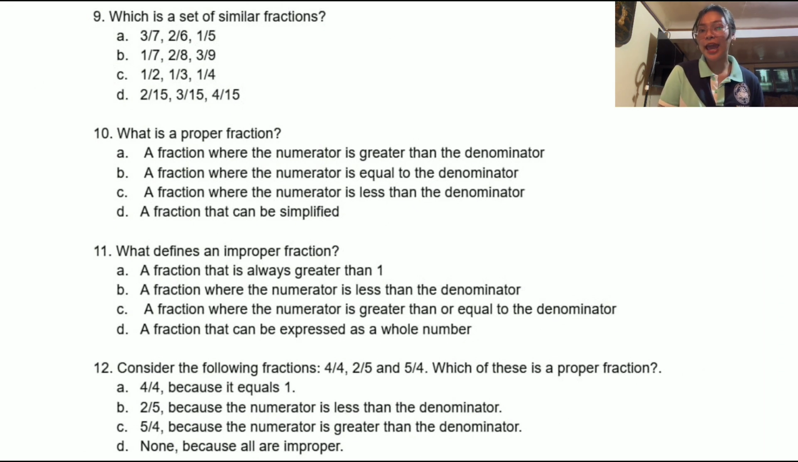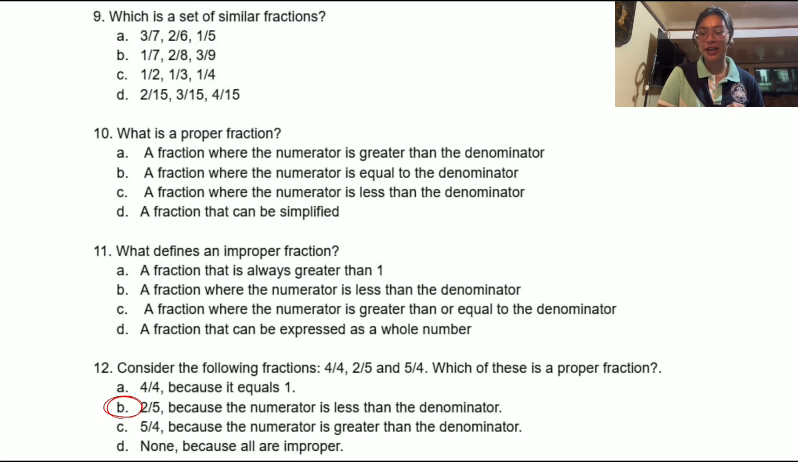So the correct answer for this one is the letter B, 2 over 5 or 2/5, because the numerator is less than the denominator. So proper fractions have a numerator smaller than the denominator. So among the options, only the 2 over 5 or 2/5 meets this criterion. So why are the other options, which are the letter A, letter C, and the letter D, incorrect answers?